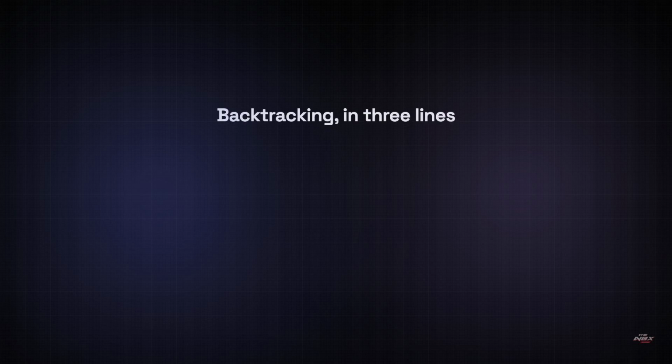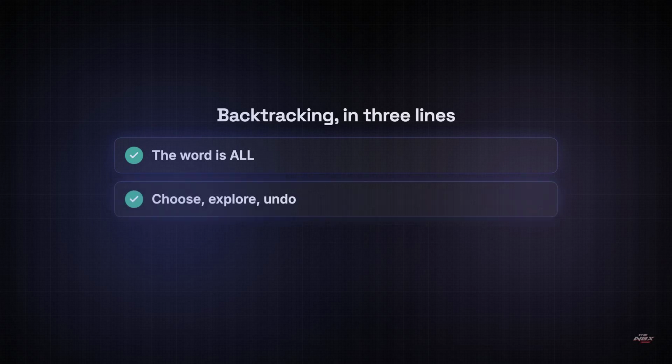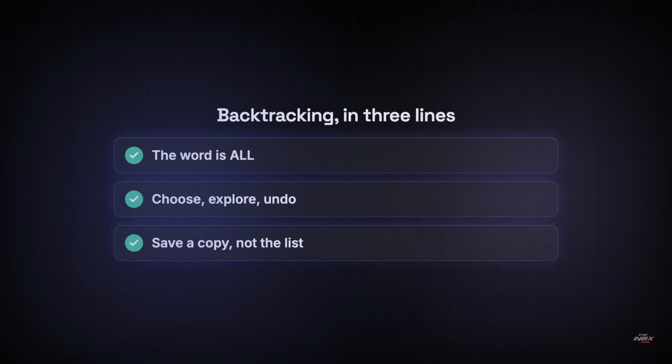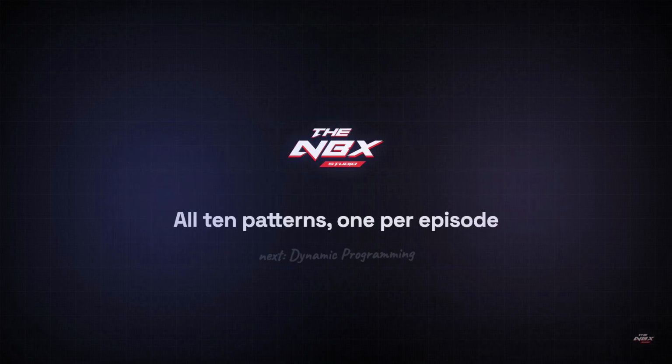3 things to take with you. Your signal is the word all, every combination, every arrangement. Your recipe is choose, explore, undo, in that order, always. And save a copy, because saving the list itself gives you 8 pointers to the same wreckage. Next in the dojo is dynamic programming, which is what you reach for when this tree has the same branch in it over and over. Go and do subsets first, then permutations.